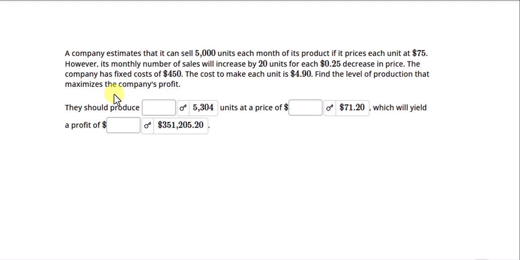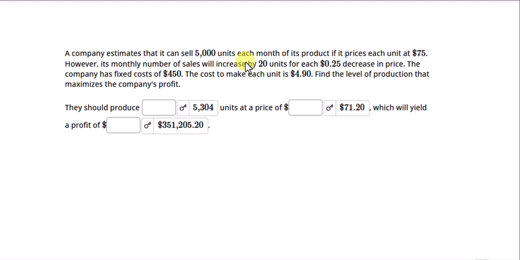This question is about how to maximize the profits for a company. This company estimates that it can sell 5,000 units each month when the price is equal to $75. And when they decrease the price by 25 cents, then the sales will increase by 20 more units. The company has a fixed cost of $450, and the cost to make each unit is $4.90. We want to find the level of production to maximize the profits.